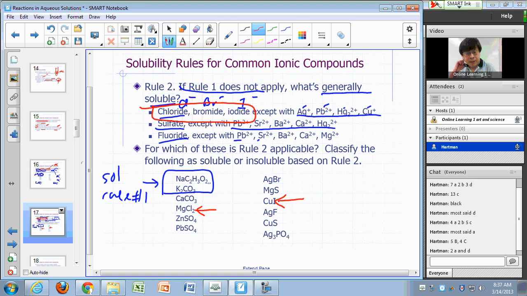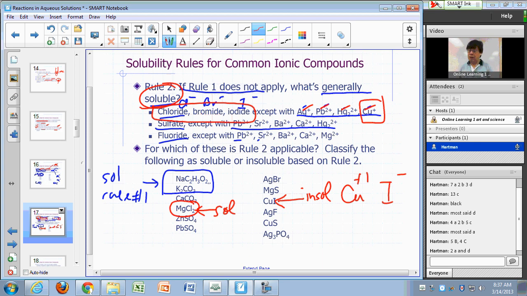Okay, according to this, chloride, bromide, and iodide are generally soluble, unless it's in combination with silver, lead, mercury 1, or copper plus 1. Well, this one is not an exception. It's not in combination with silver, lead, mercury, or copper. This is magnesium chloride, so you say this is soluble. How about CuI? Well, CuI is copper plus 1 and iodide with a negative 1. So that's in combination with copper plus 1. So we say that this is insoluble.